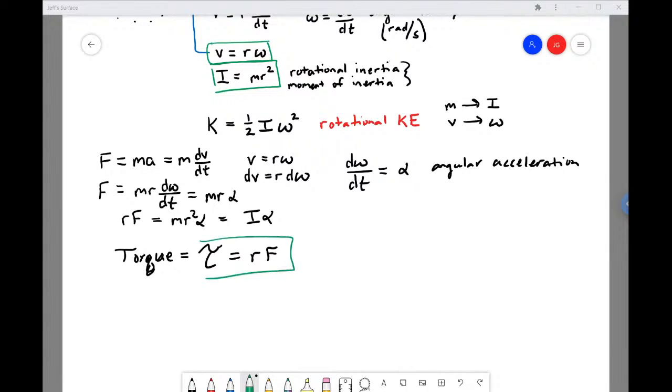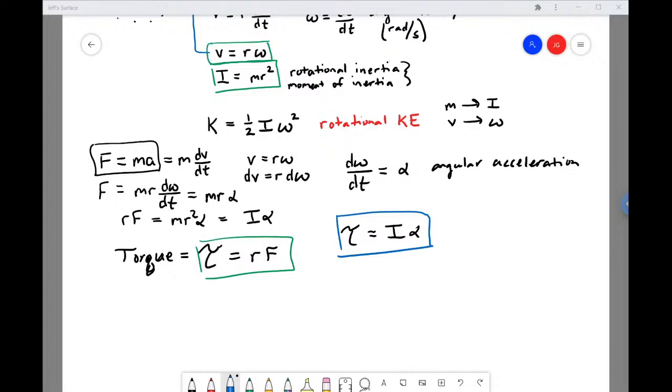So what we have then is R times F is torque equals I times alpha. So we get this equation, which looks very similar to Newton's second law. So let's call this Newton's second law for rotation. So instead of F, we have tau for torque. Instead of m, we have I for rotational inertia. And instead of a, we have alpha for angular acceleration.